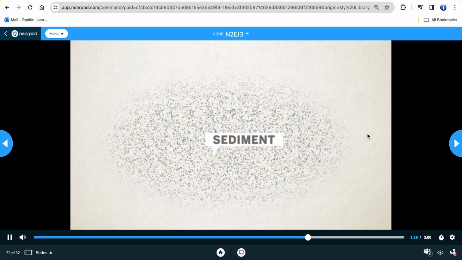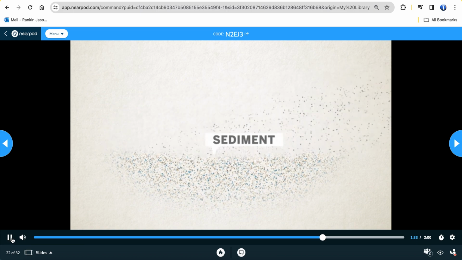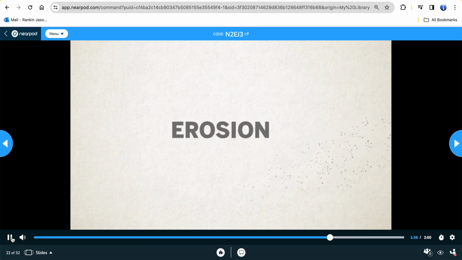Broken down rock is called sediment. Sediment is moved around by the same wind and water that created it. This process of moving sediment is called erosion.